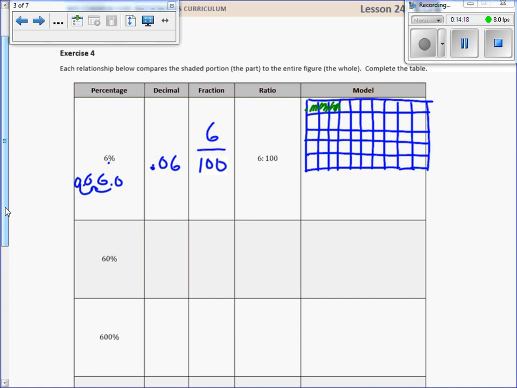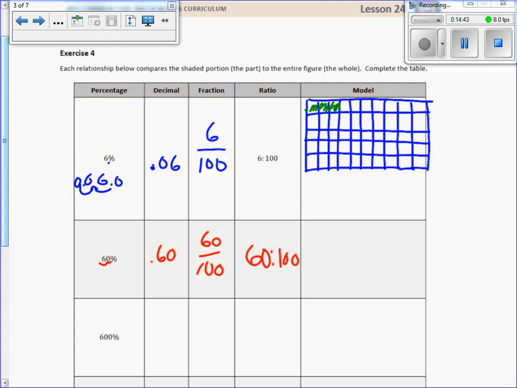Okay? 3 out of 50 is the same as 6 out of 100. They're equivalent. So that would be 6% as well. 6% of that grid is also shaded. All right, 60%. Remember, move the decimal 2 places. So that's going to be 0.60. And that's going to be 60 out of 100. And that's going to be 60 to 100 as a ratio.